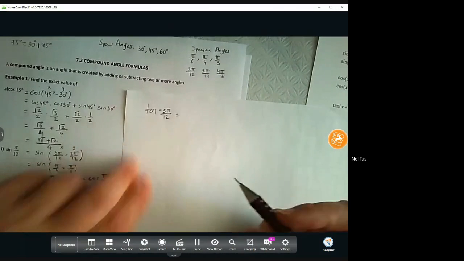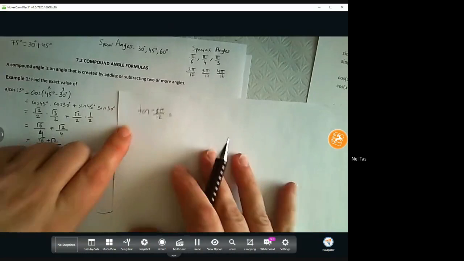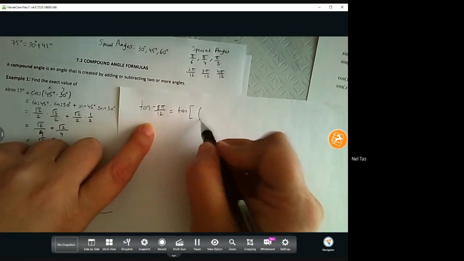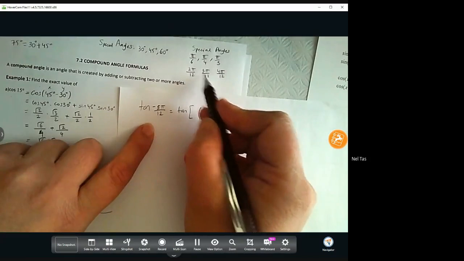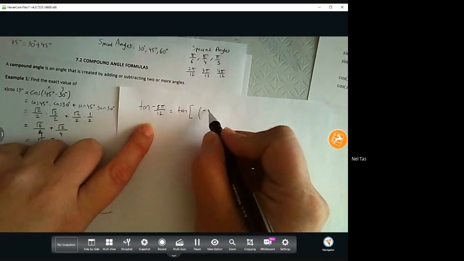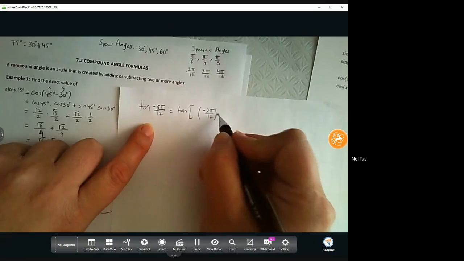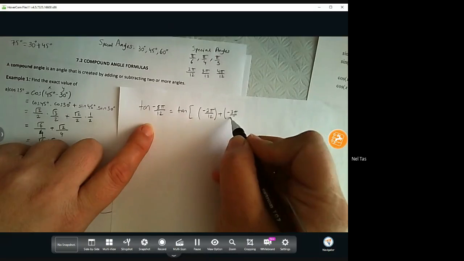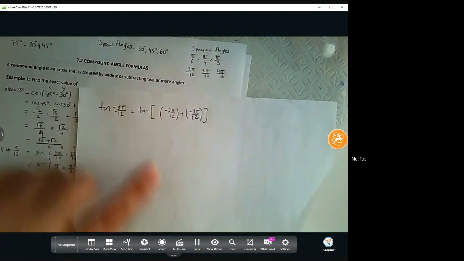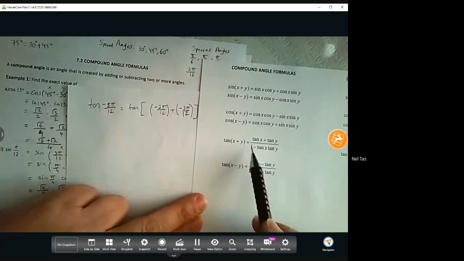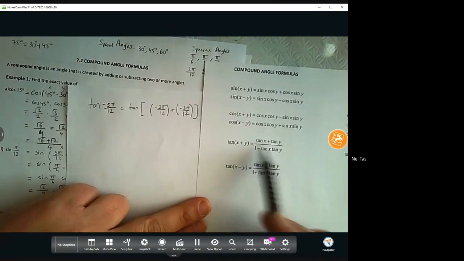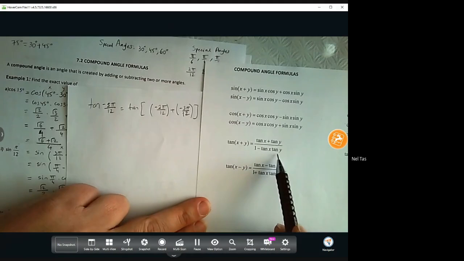I'll show you a few methods, and I'm going to show you which one I prefer, and then we will go from there. For example, we can write this as tangent, 2 pi over 12 and 3 pi over 12. When you add them, you get positive 5 pi over 12. Maybe then you can do negative 2 pi over 12 plus negative 3 pi over 12. If you do this, then you are going to use this formula. Addition of two angles. So tan x plus tan y over 1 minus tan x times tan y.